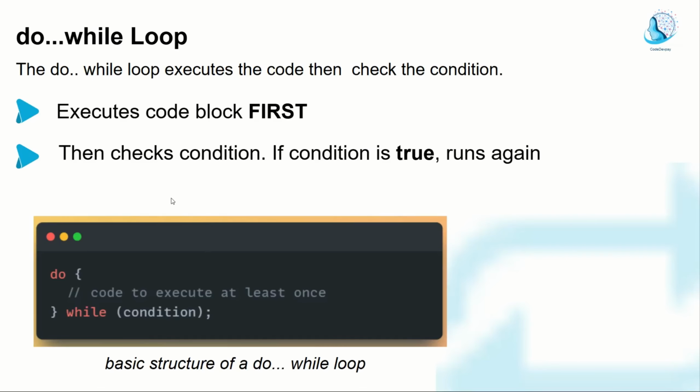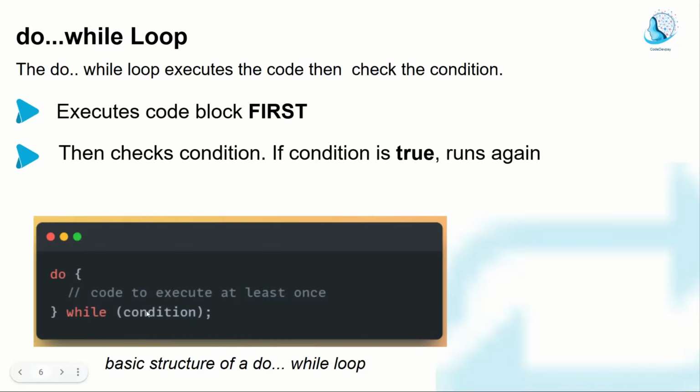So we have the basic structure of a do while loop. We have the do keyword with our curly braces, and here we type in our code block. The code block will be executed at least once before the condition is checked.